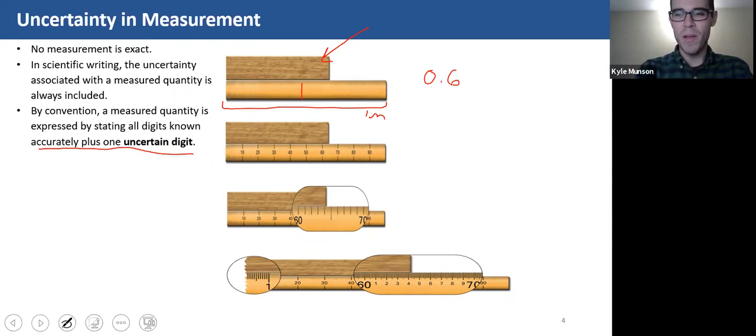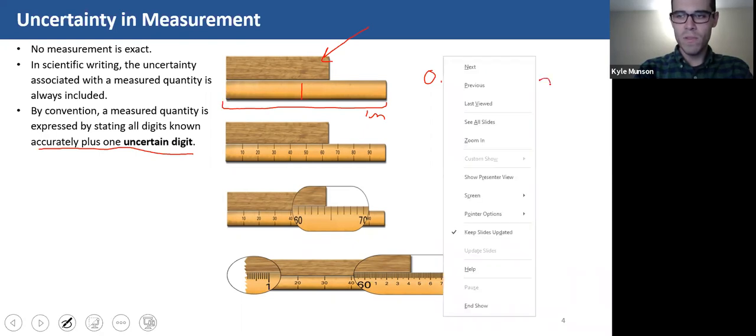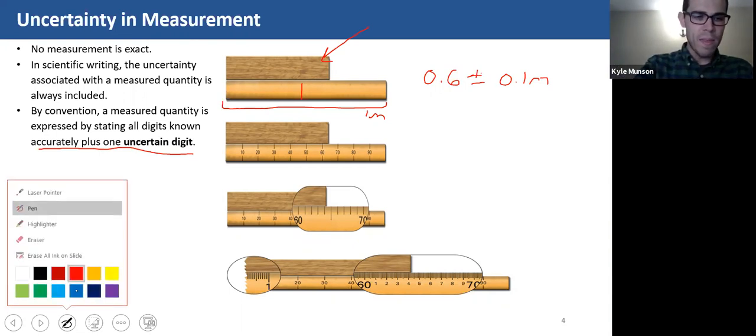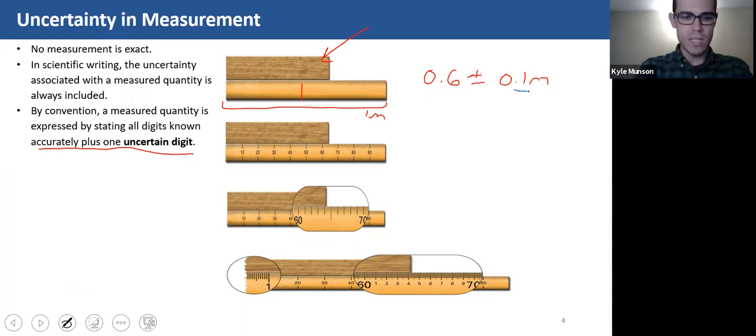But the point is I'm uncertain. So we denote that uncertainty here using this plus or minus symbol, okay? And we're going to say this is 0.6 plus or minus 0.1 meters. In other words, it might be 0.1 meters less, it might be 0.1 meters more. We're uncertain about that. And this is our uncertainty digit, okay?